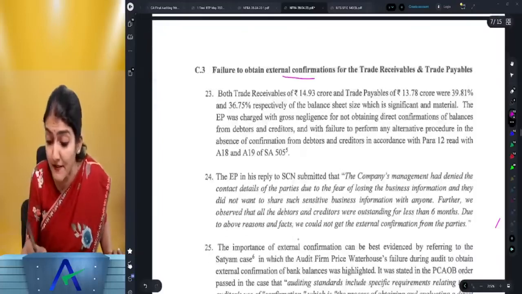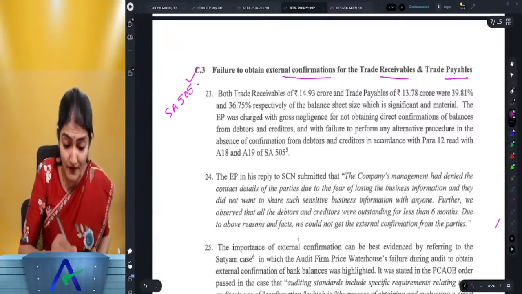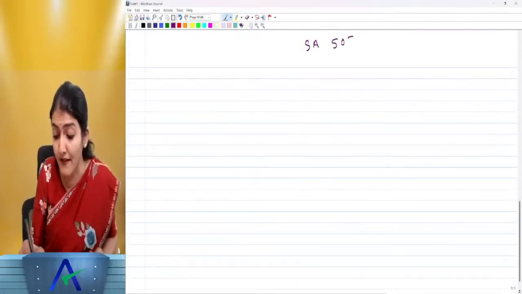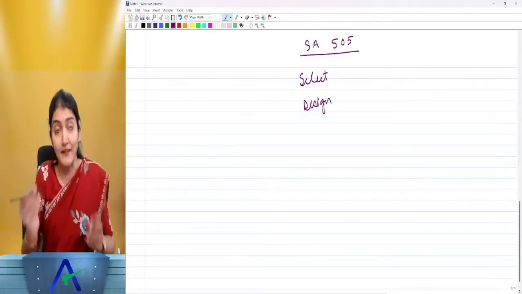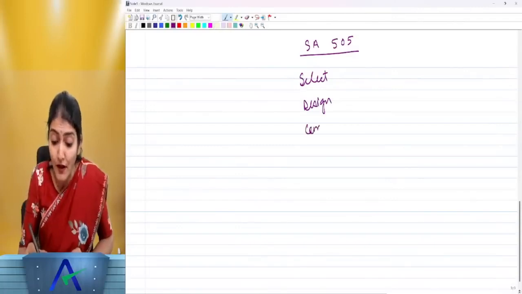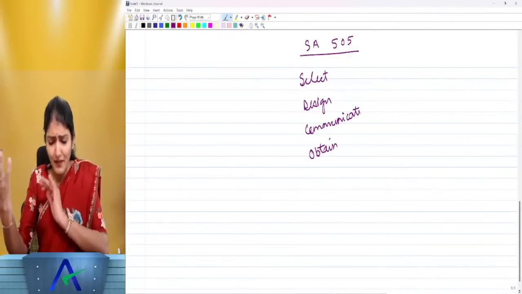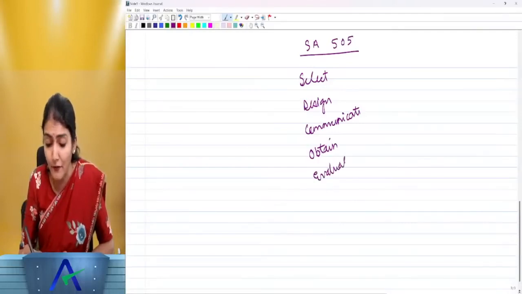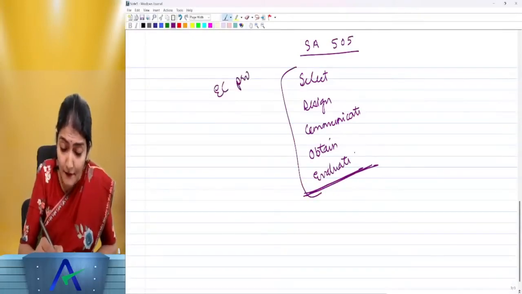Then failure to obtain external confirmations for trade receivable and trade payable, that is SA 505, the external confirmation process, right? So what is the external confirmation process? SA 505: first you need to select the items for the confirmations. Then for the selected items, you need to design the confirmation request. Then once you design the confirmation request, you need to communicate it to the appropriate third party. Then you need to obtain the response, and if you don't get the response, you send a second reminder or perform alternative procedures, and then you evaluate the information or the lack thereof. Right. So this is the EC, the external confirmation process.